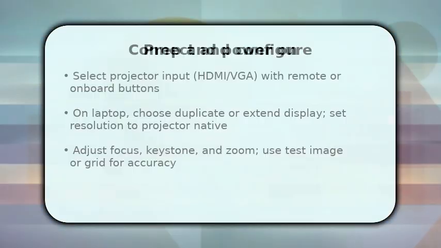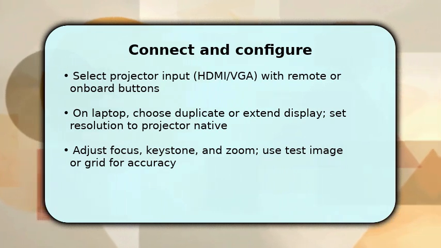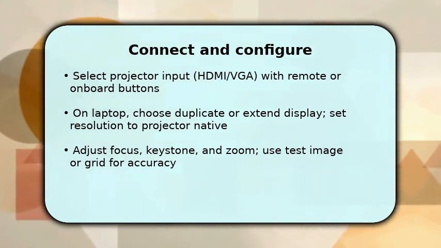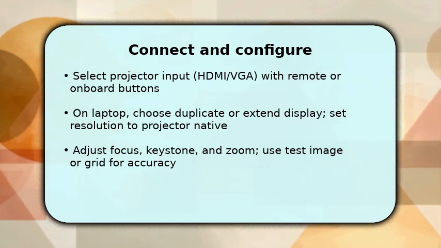Make sure the room is dim and the screen is unobstructed so focus and keystone adjustments are meaningful, not compensating for glare or clutter. You now select the input on the projector that matches your cable. This tells the unit which feed to show. On your laptop, choose Duplicate or Extend Display and set the resolution to the projector's native value so text is sharp. Once the signal is present, adjust focus and keystone to square the image.